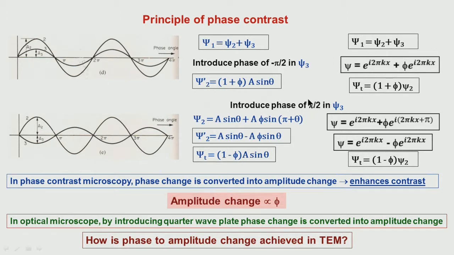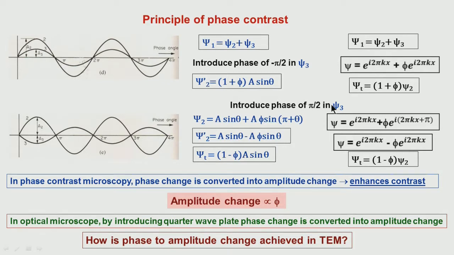If we introduce a phase of pi by 2, it's not a lag, it's going forward, then psi dash becomes this. So in both cases we find that the variation in phase has been changed into an amplitude variation. How could this phase difference be introduced? This is done in optical microscopy by introducing what is called a quarter wave plate.